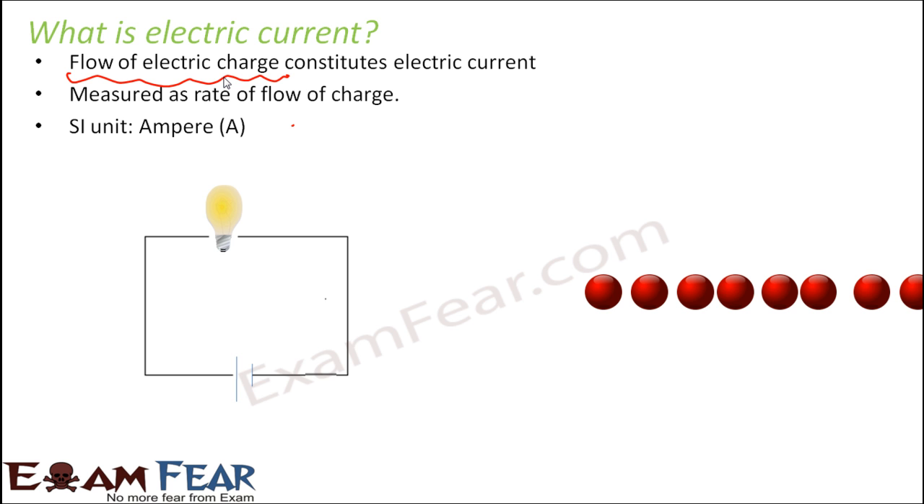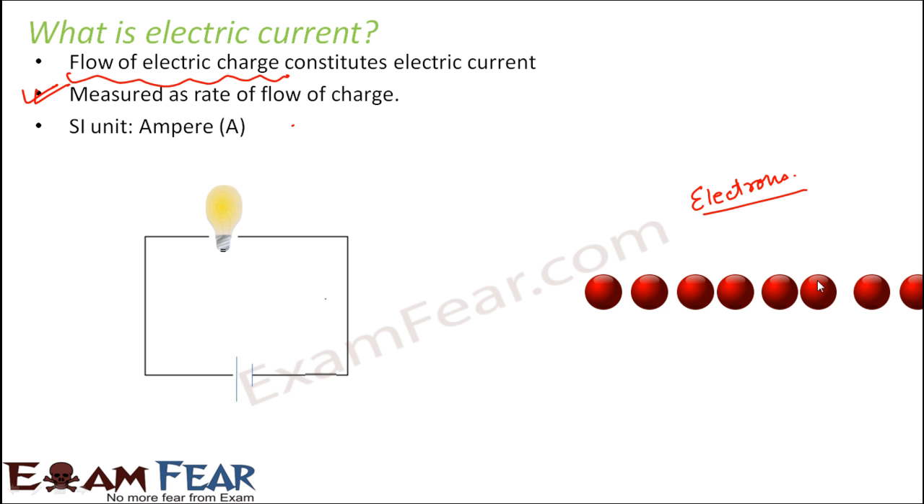So these electric charges are nothing but very tiny particles which cannot be seen with our naked eye. These particles are called electrons. Since they are electrons, that is why their flow is termed as electric current. Now how do we measure electric current? That is, how much electric current has flown through a wire. So we measure it as the rate of flow of charge. That is how fast these charges are moving, how fast the electrons are moving. That would decide how much current is flowing through the wire.